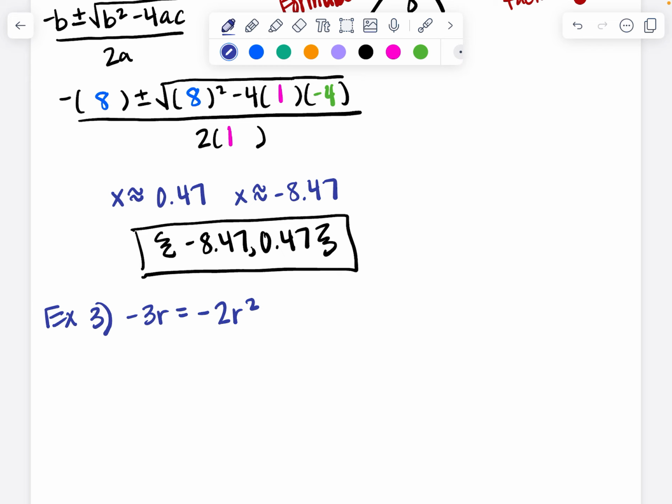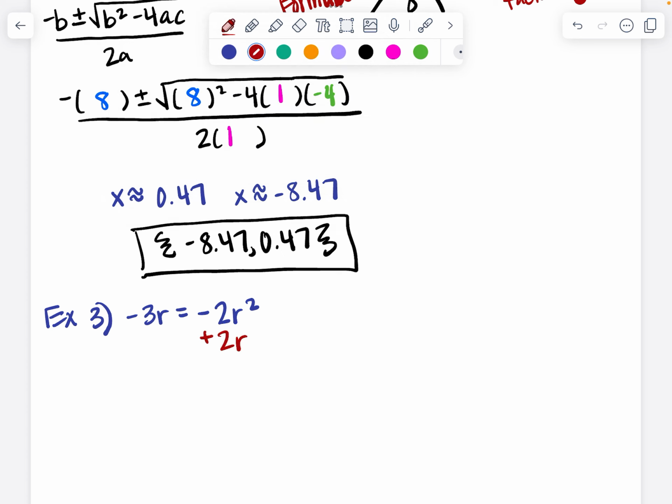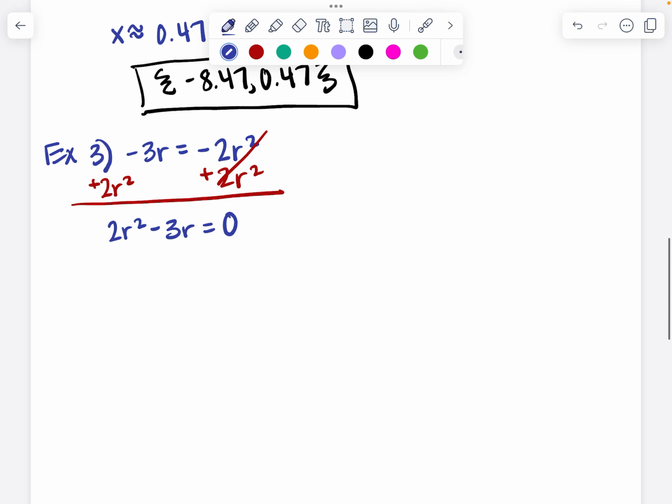All right, so we want the right side to equal 0. So I'm going to add 2r squared. And there's no like term on the left, so I'm putting it off to the side. So now I have 2r squared minus 3r equals 0. So we can see in this equation, there's no c term.